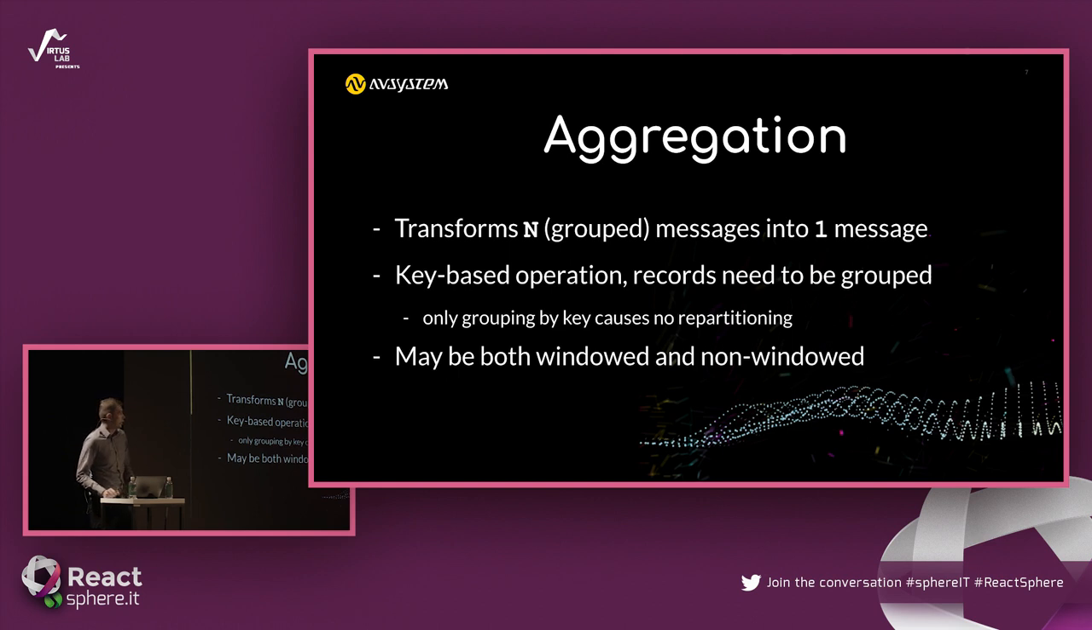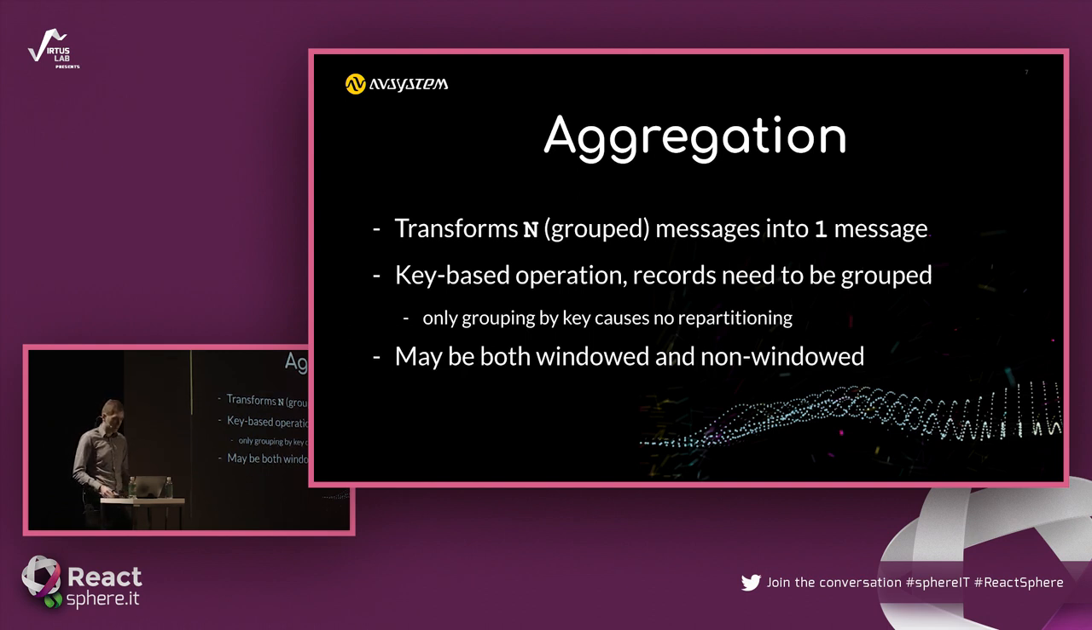So what are the key features? What features can you use inside of Kafka Streams? The first one would be aggregation, and all of the stateful operations that Kafka Streams provides. What aggregation does is transform n messages into one message, so it compresses the data from input to output.